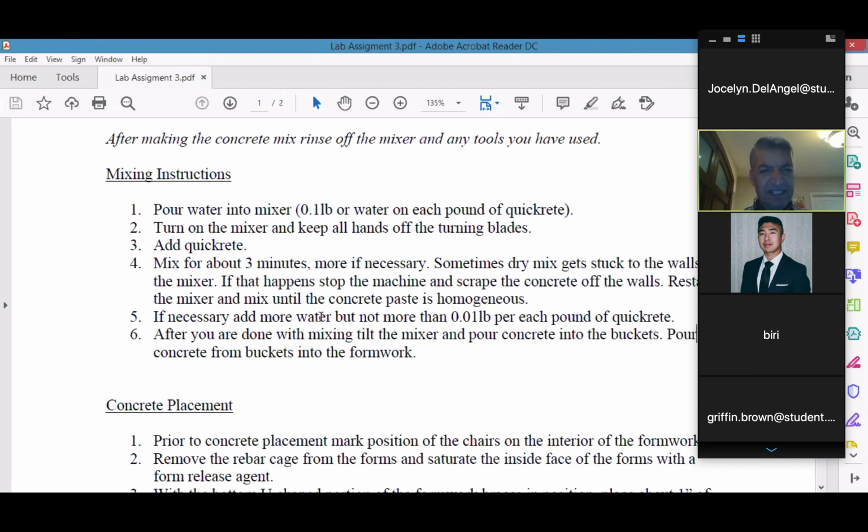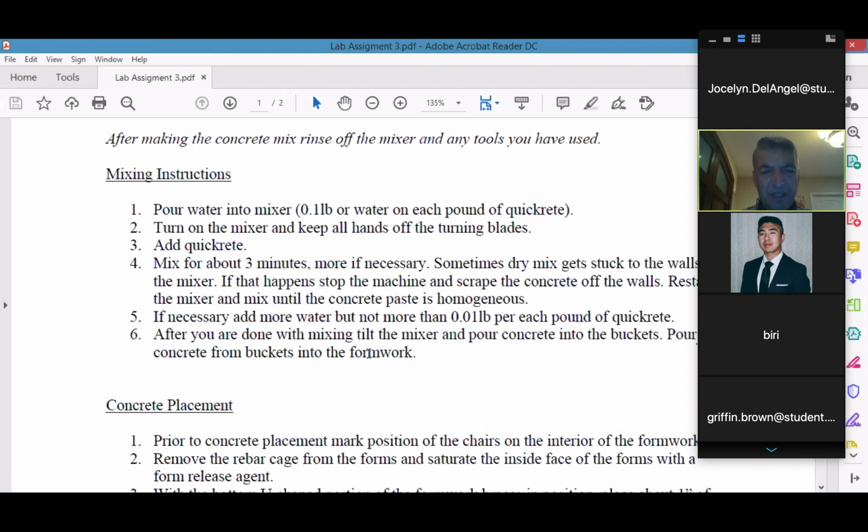Now, if needed, add more water, but not more than 0.01 pound per each pound of Quikrete. And most of the time when we mixed, the mix was really dry. So we had to add more water to it. But we added a little bit at a time and not to exceed 0.01 pound per each pound of Quikrete. And we kept track of the amount of water we added, so you can report it in your report.